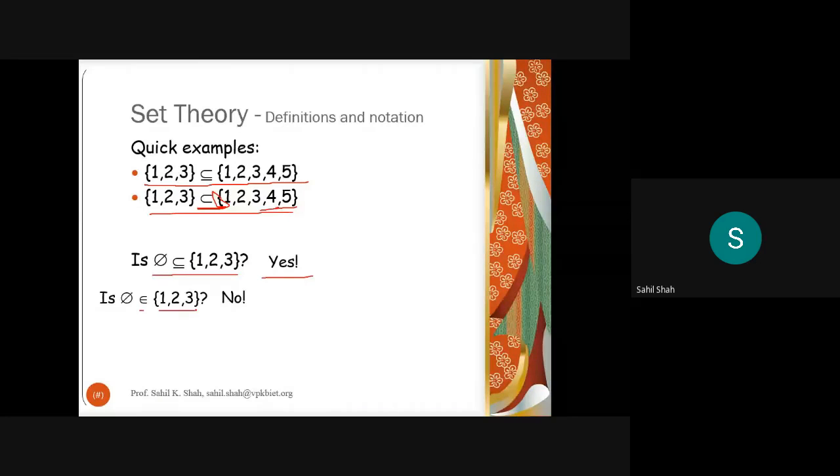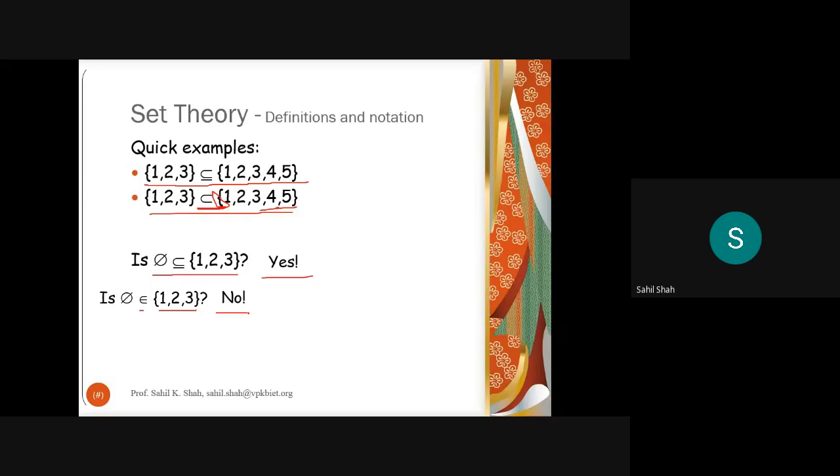depends. We are observing what the elements of this set are: 1, 2, and 3. The phi element is not present in this set. Hence, if the question is whether phi belongs to {1, 2, 3}, your answer would be no. It doesn't belong to {1, 2, 3}. I hope this is making sense. We are going to have many examples based on this. I'm just trying to refresh the concepts of set theory.